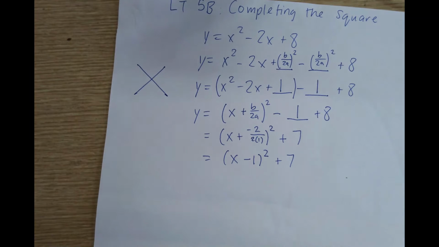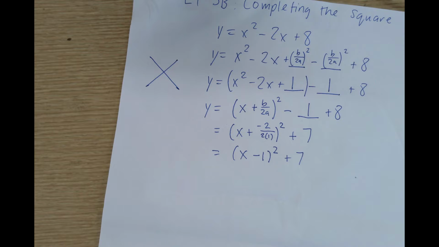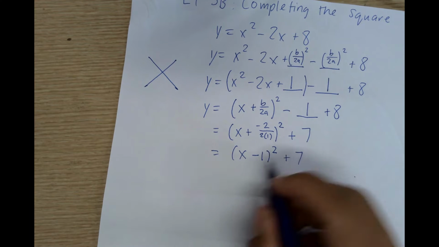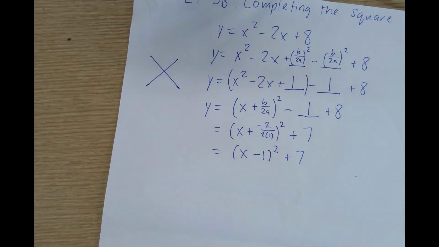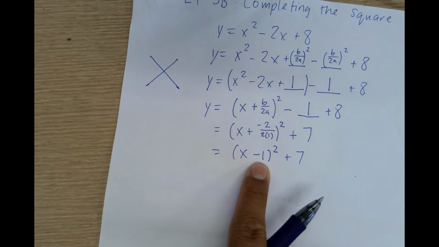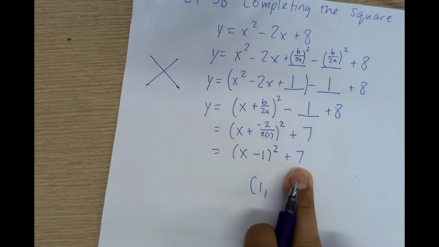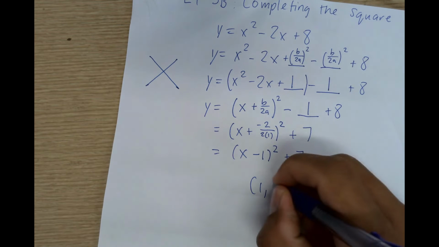Okay, so in this case, how we read this is the reason it's called vertex form is because this tells us our vertex. From this, we know that the x value is always going to be the opposite number. So this is negative 1. That means your x value will be positive 1. And your y value will always be exactly the same, which will be positive 7.